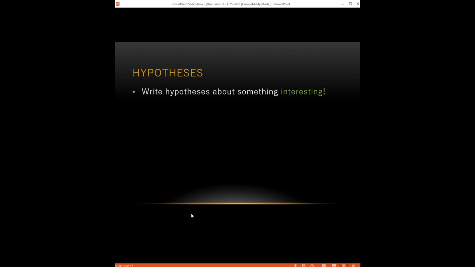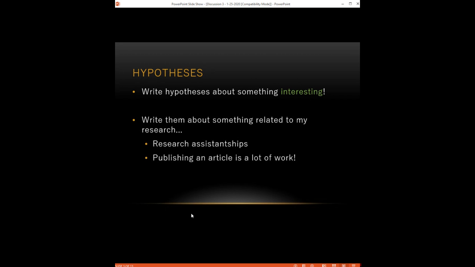If you're going to pursue any career in any science, the more you write these things, the better you're going to get. And if you write them about something that you're interested in, you might actually discover something you'd want to do your own research on.